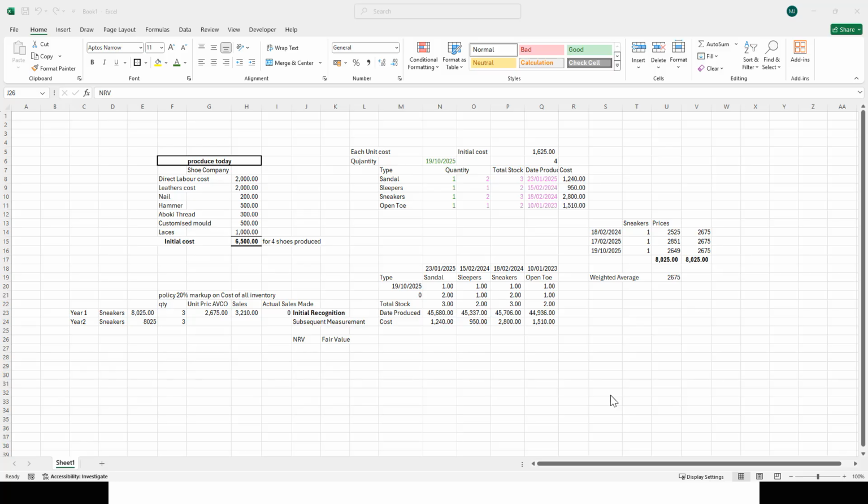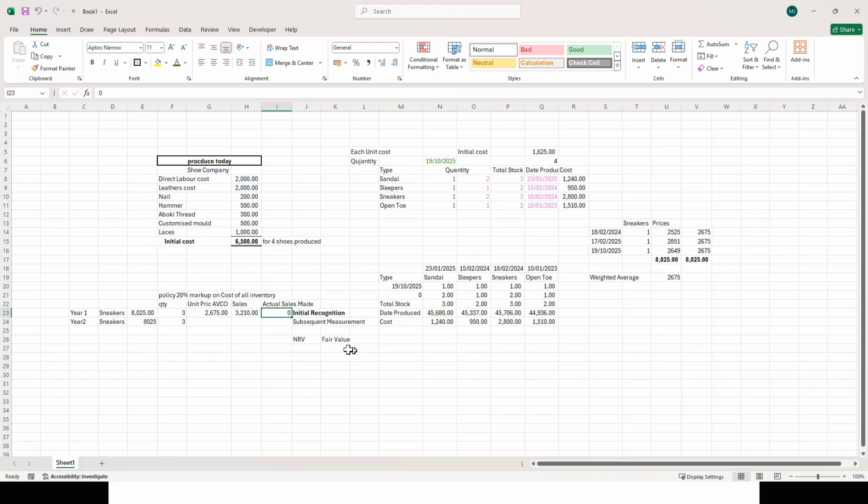In this case, if these sneakers have not been sold in the year, I will pause and think: no actual sales made, and they said the sales price is 3,210. Then what I will do is check the price of sneakers outside in a similar company. Don't forget when you did IFRS 13 fair value, they use what is called observable markets, level two. That level two observable market is what I'm going to use.